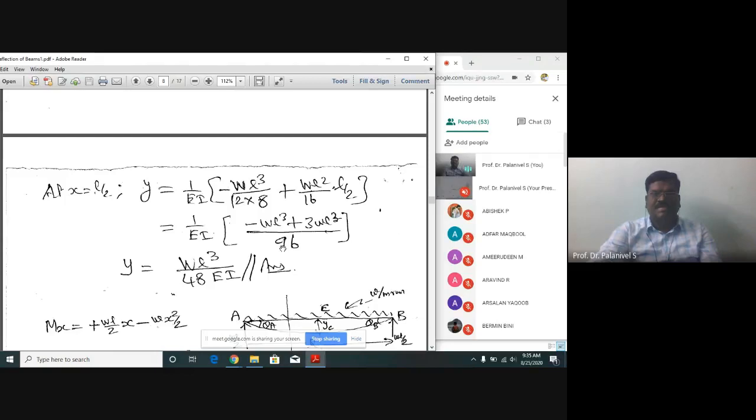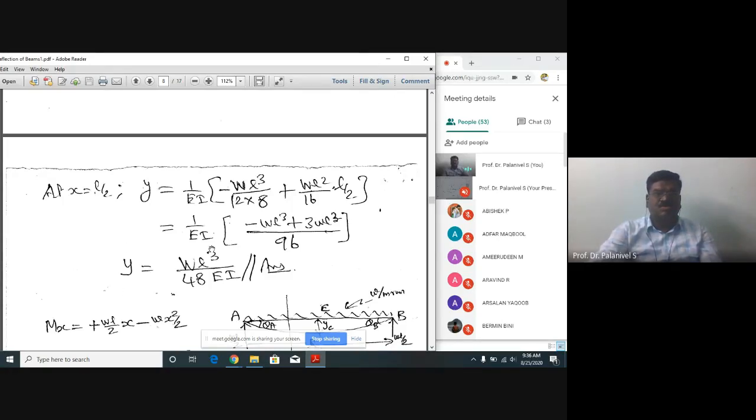The LCM is 96. So this is minus WL, sorry, this is 12 into 8. I'm sorry, 12 into 8. So 96 is the LCM. So minus WL cube plus this is 3 times, so 3 WL cube, right? This is 32, right? So if you do it, you are getting y equal to WL cube by 48 EI. WL cube by 48 EI you are getting.